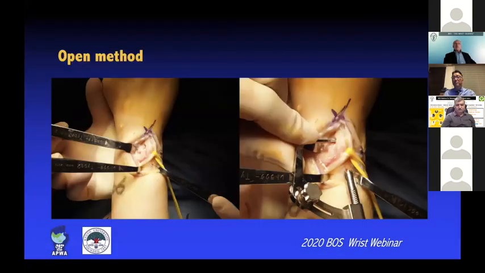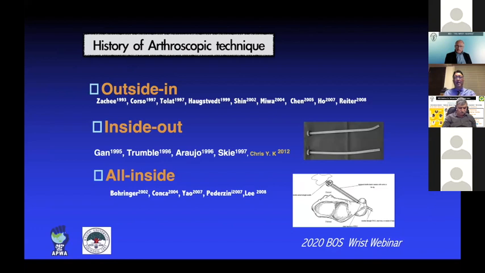Open method from dorsal is necessary to incise the ECU's sheath and the capsule. A direct vision to the fovea is easy to access, but the pathology is not clear. ECU irritation after open surgery is a serious problem. Now joint surgery is developing to arthroscopic surgery. There are several techniques for arthroscopic repair.